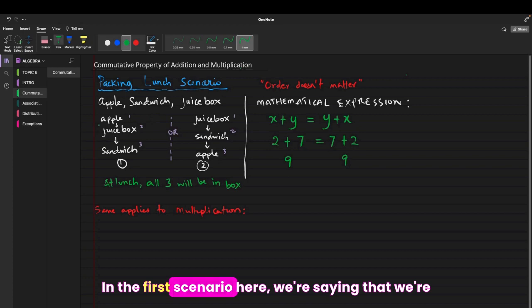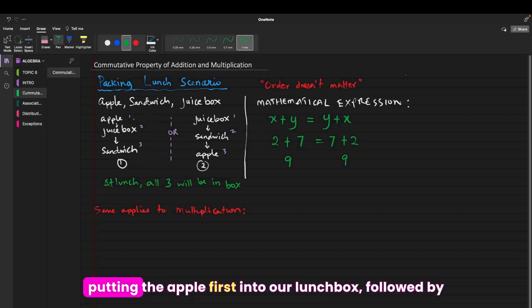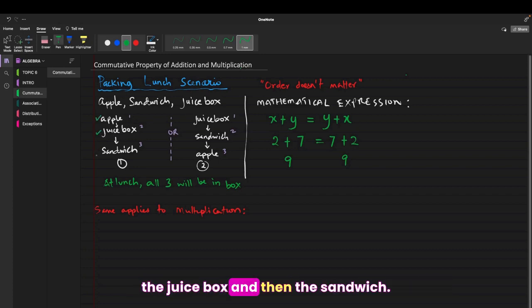In the first scenario here, we're saying that we're putting the apple first into our lunch box, followed by the juice box and then the sandwich. In this other scenario, we put the juice box first, followed by the sandwich and the apple. It doesn't really matter. The most important thing is that at lunch, all three will be in the box, right?